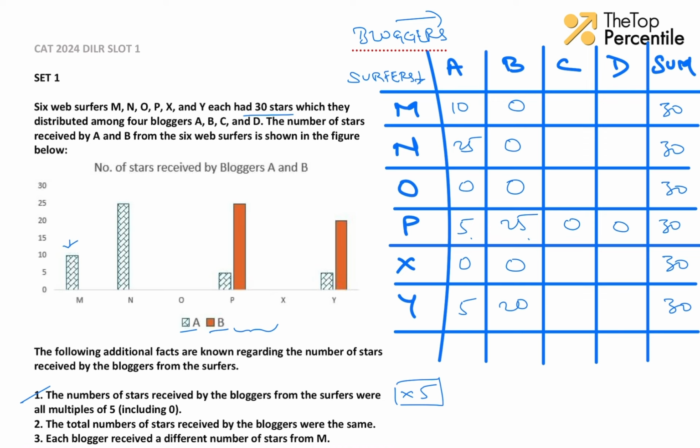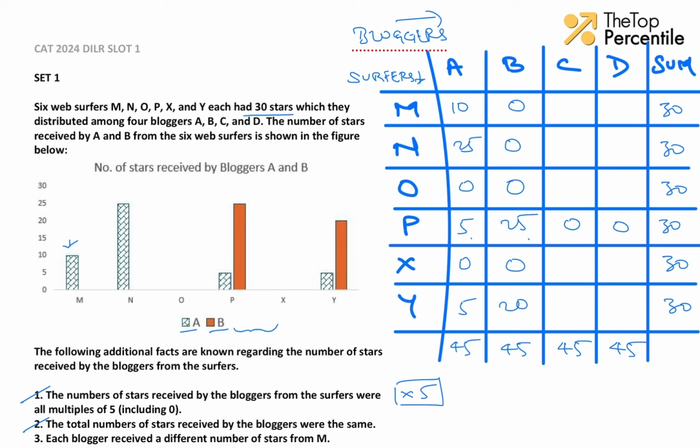The second point says the total number of stars received by the bloggers were the same. Okay. So the stars received by A, I can add them up. It will be 25 plus 5, 30, 35 plus 10, 45, and everyone received the same, so everyone will have 45 points. Okay, so this is nice. The second point is taken care of.